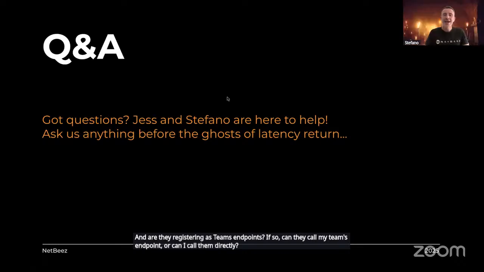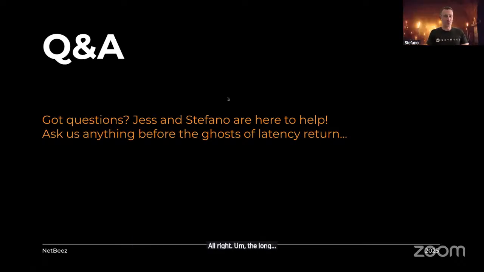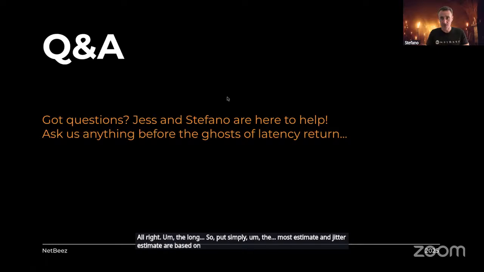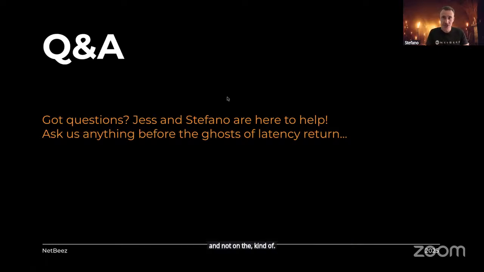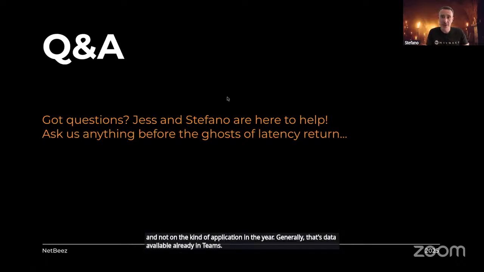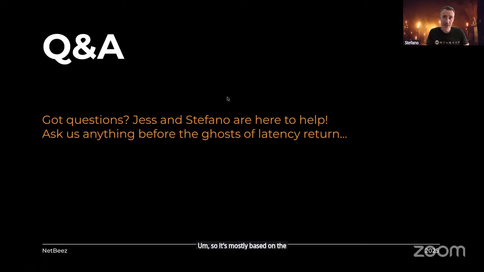All right. So put simply, the MOS estimate and jitter estimate are based on the network performance conditions and not on the application layer. Generally, that's data available already in Teams. So it's mostly based on the network layer synthetic tests that we run to figure out if the network is facilitating good call quality or not.